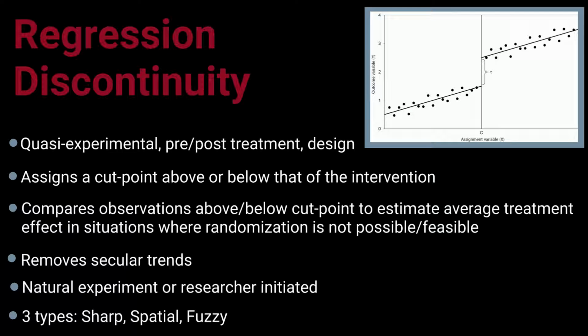And there are 3 types of regression discontinuities. A sharp regression discontinuity has clear cut points that are used to assign a treatment based on continuous forcing variables. In this case, observations are compliant. Spatial refers to some border cut points, and then fuzzy regression discontinuity is used when compliance with the treatment is not 100% on forcing variables.